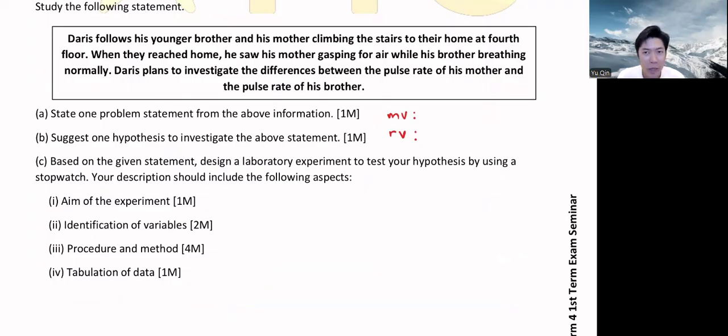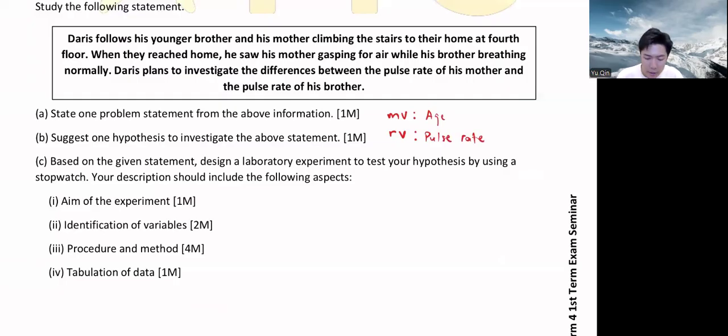Okay, so the manipulated variable will be the factor that you are testing. Mother and brother, obviously we are testing, sounds like gender, right? Boy and girl. No, we're actually testing age here. Because mother is gasping and brother is normal. Then my responding variable is pulse rate. I want to test age and pulse rate, to see how it affects.